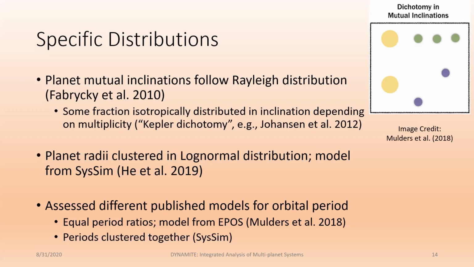For the planet radii, we follow the distribution from the Exoplanet System Simulator, or SysSim, where the planet radii for a given system are clustered in log normal distributions, allowing for separate clusters when necessary. We also assessed 2 different models for distributions for the orbital period. The first was from the Exoplanet Population Observation Simulator, or EPOS, and found that planets tended to have equal period ratios between them. The second was from SysSim, and found that planets tended to be clustered together in a log normal distribution. As stated before, the differences between these predictions can be tested via comparison to observations.